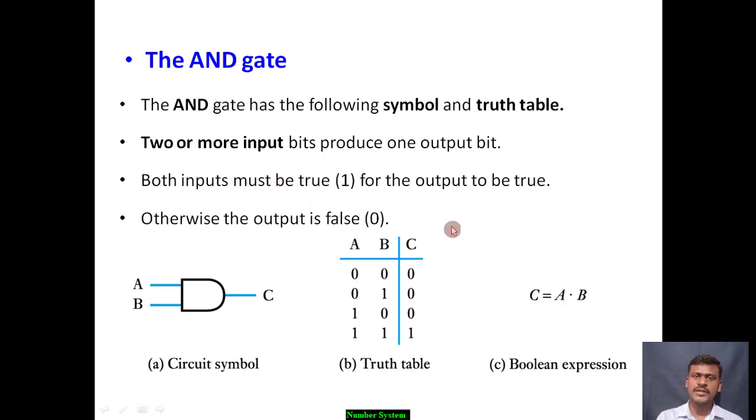These two statements mean the inputs, that is A and B, should be true, that is 1. The value of A and B should be 1, then only the result of C will become 1. Otherwise, if any one of the inputs is 0, then the result of AND will be 0.